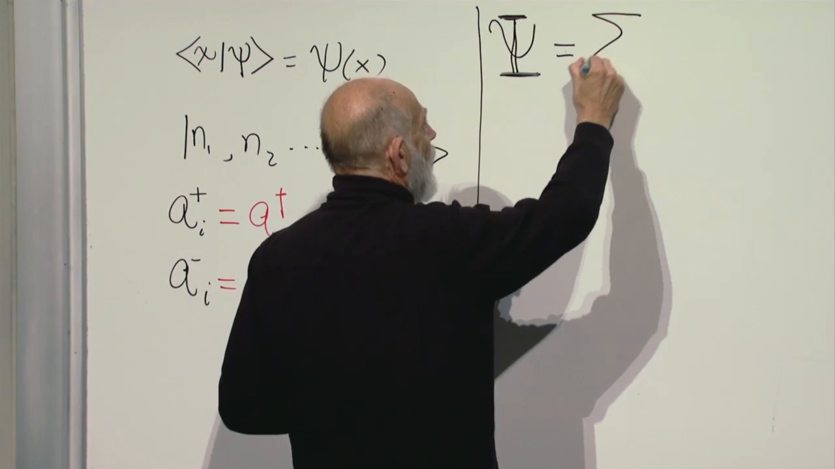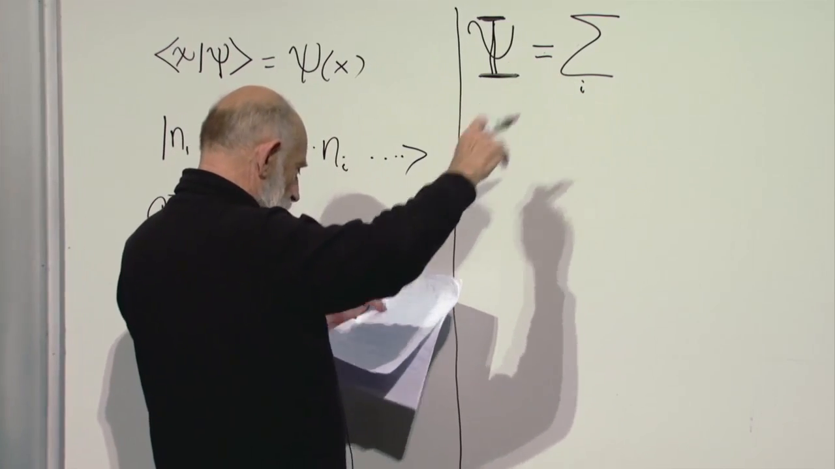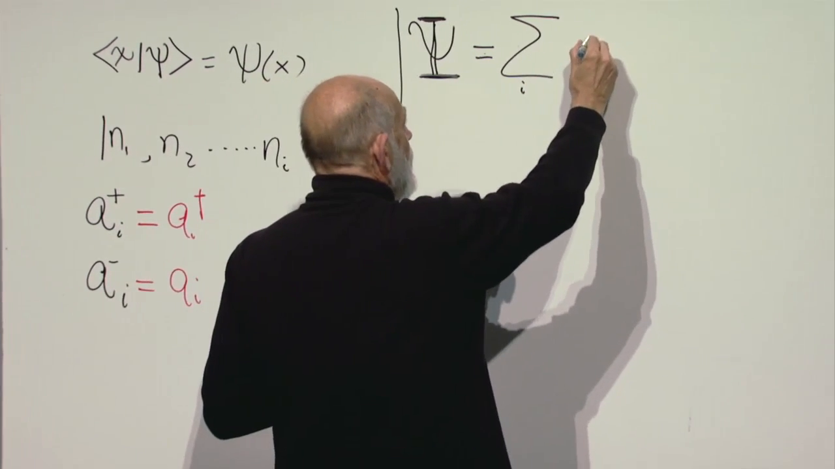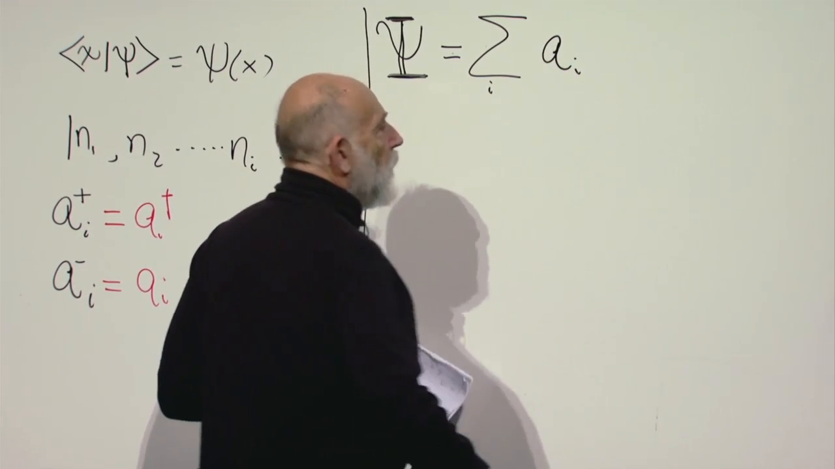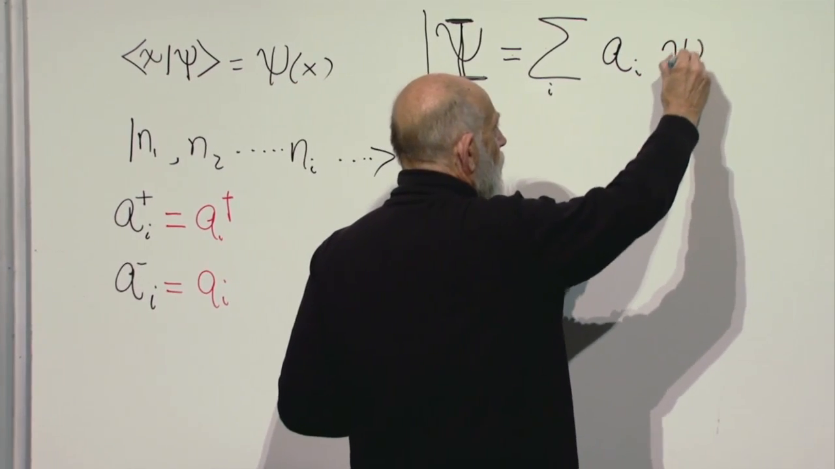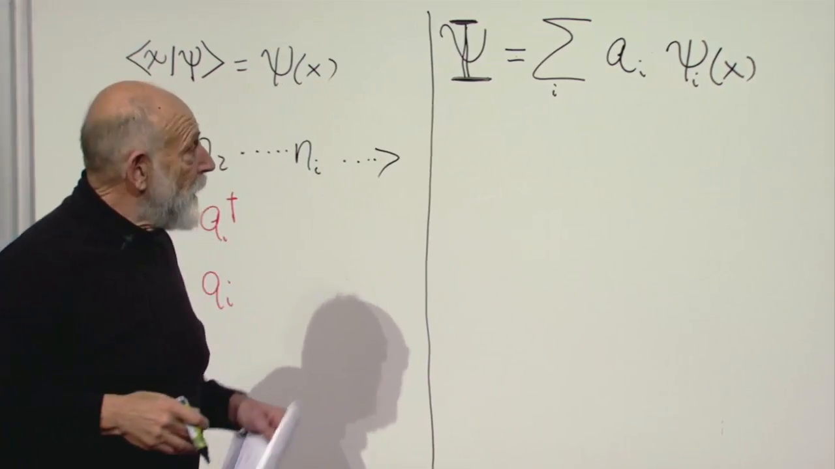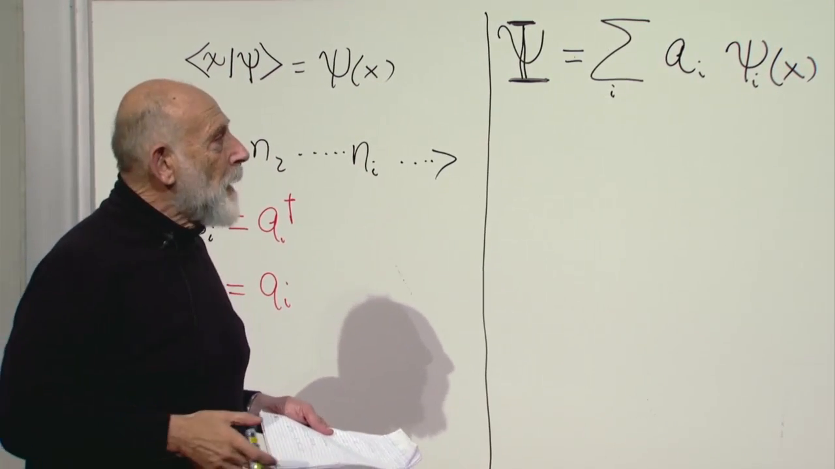It's the sum over i of, let me get it straight, the annihilation operator for a particle in state i times the wave function of a particle if it were in state i. And that's it, summed over all i.